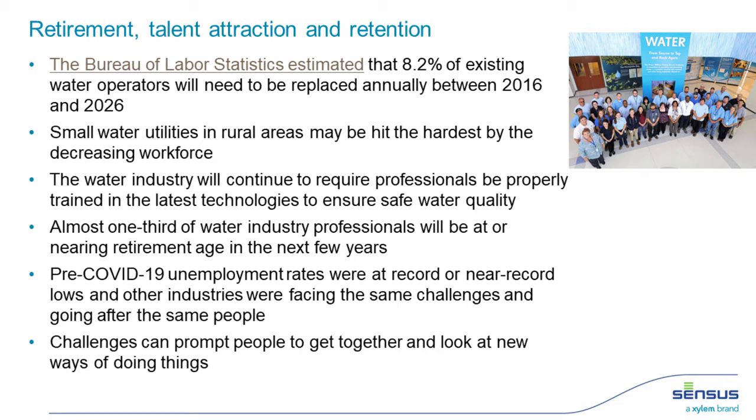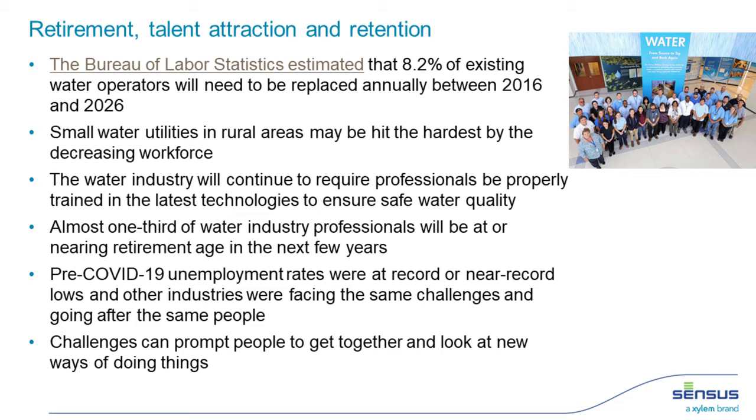A lot of smaller water utilities in rural areas might be hit the hardest. They've got a decreasing workforce. They don't have the pool of potential workers in those smaller rural areas. The larger urban areas might have a larger pool and might be more desirable for people to work in due to many things.